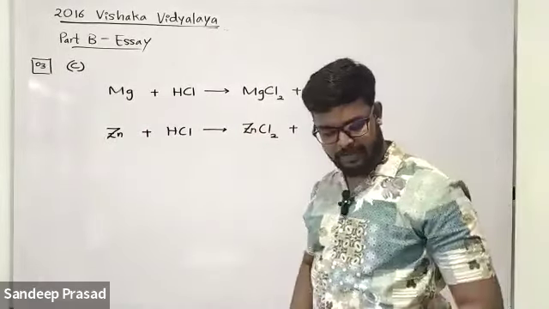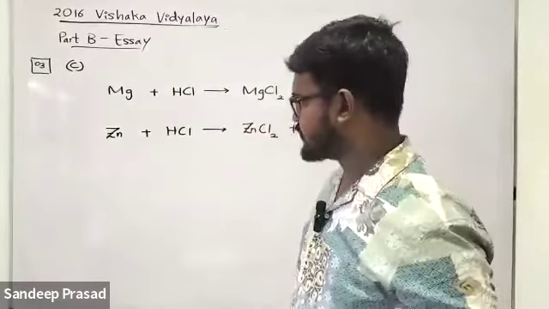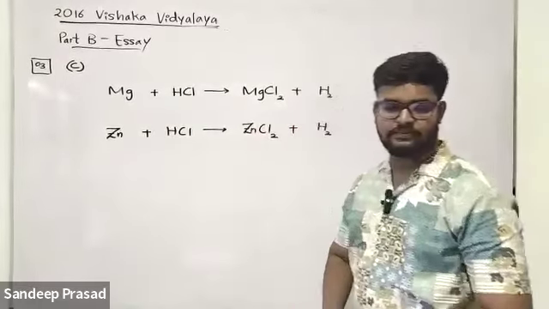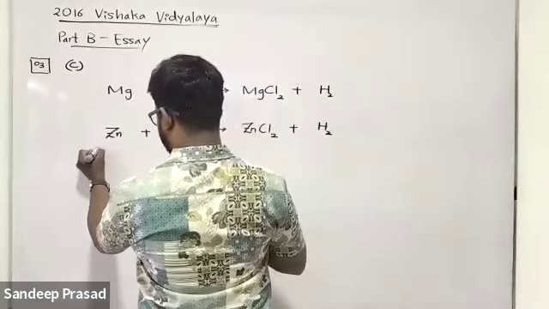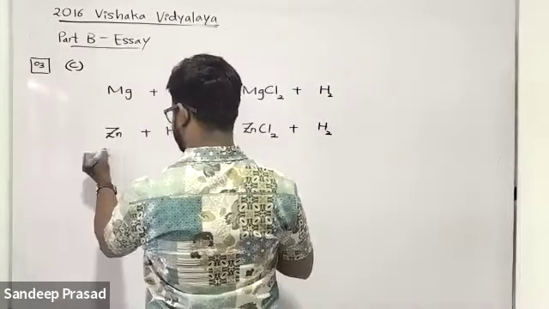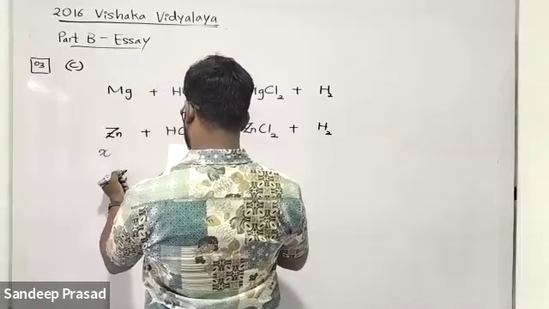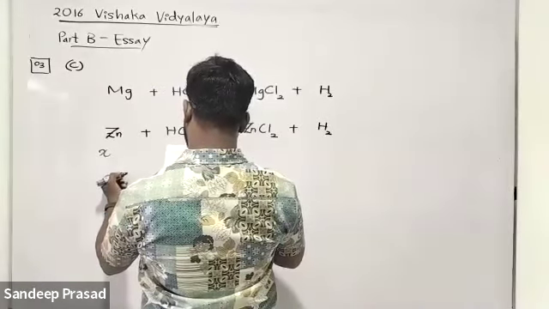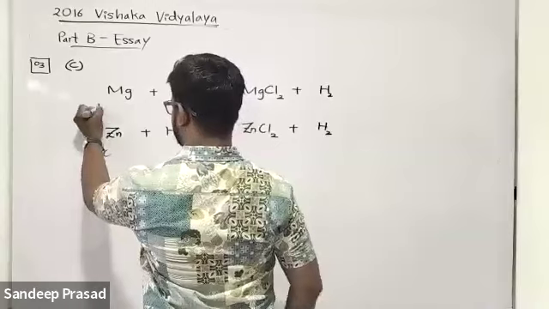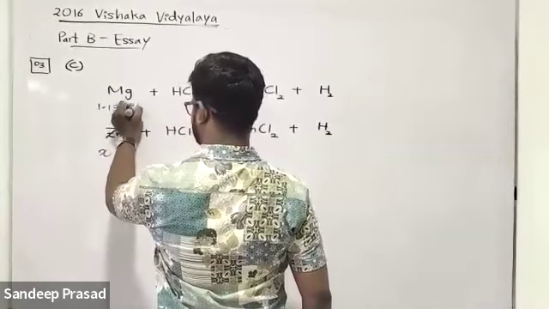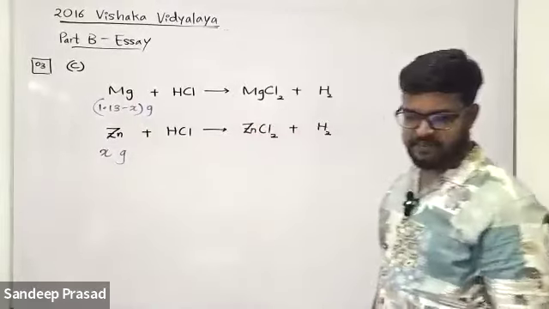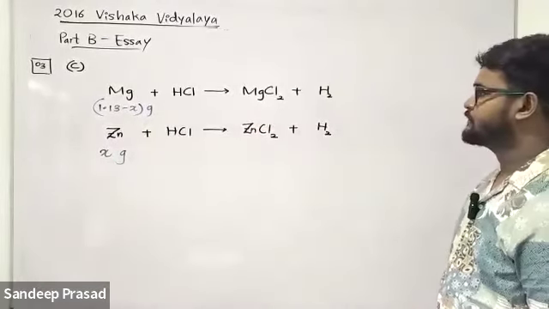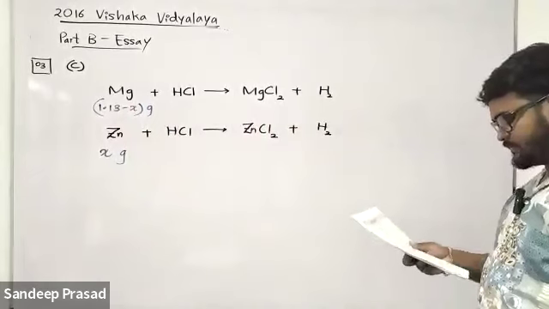In order to find out the mass percentage, first of all, let's find out the mass of zinc, right? We know that if I consider the mass of zinc as X, what is the mass of magnesium then? 1.13 minus X. Because in this sample only magnesium and zinc are contained. Got it? That's the way.